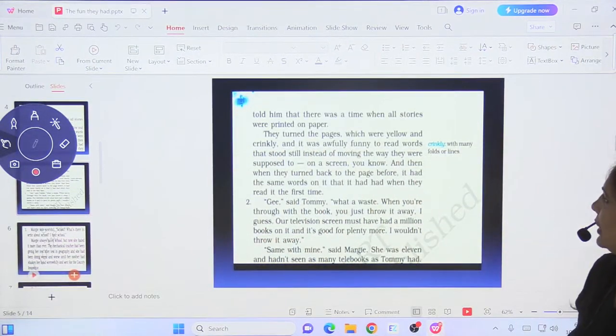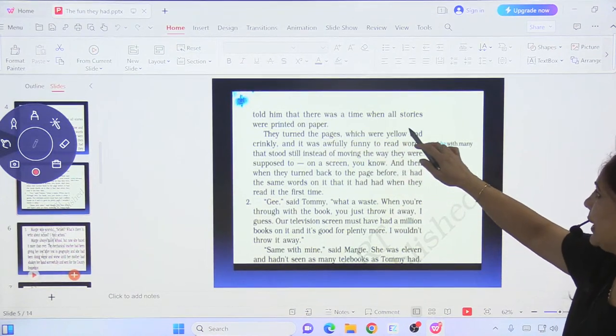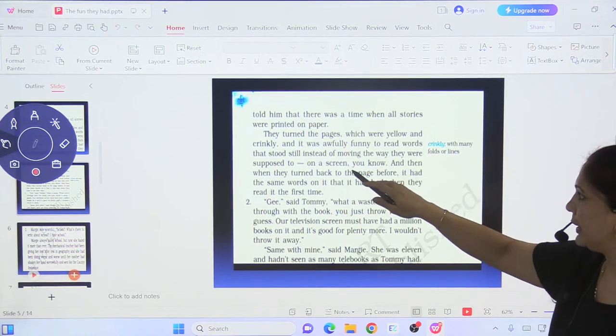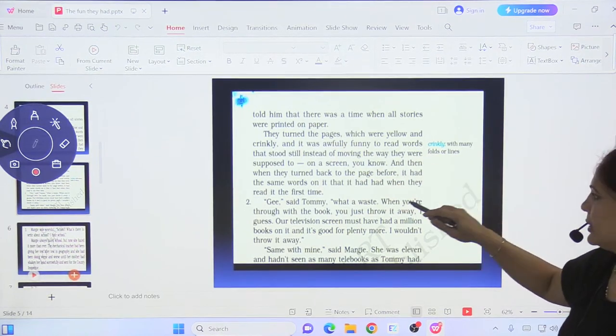Okay, so his grandfather's grandfather told him that there was a time when all stories were printed on paper. They turned the pages, they were yellow and crinkly, and it was awfully funny. So this we have read.